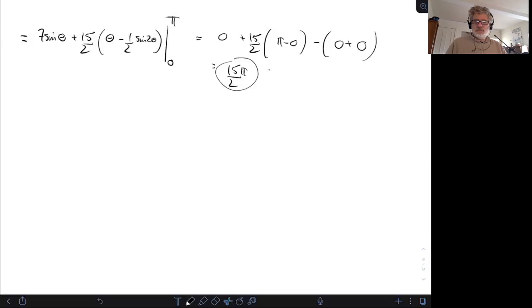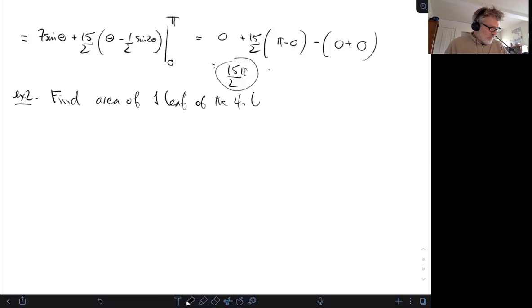Okay, so let's go to another. All three examples are a little bit of the same flavor, so this might help. Second example: find the area of one leaf of the 4-leaf rose.